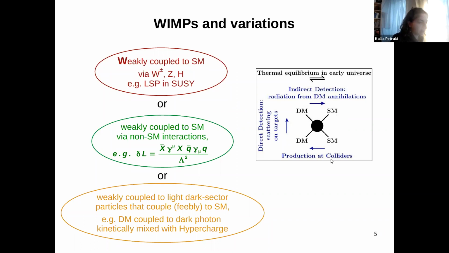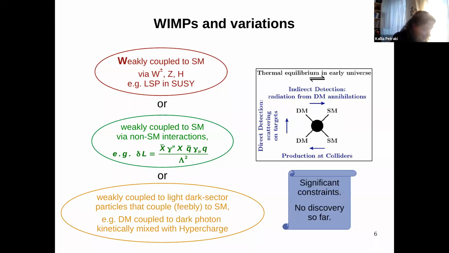These signatures are the production of dark matter at colliders via collisions of standard model particles, the indirect radiative signals expected from the dark matter annihilations inside galaxies that can produce standard model particles, and also the scattering of dark matter in underground targets. Now, spoiler alert, we haven't found anything so far.